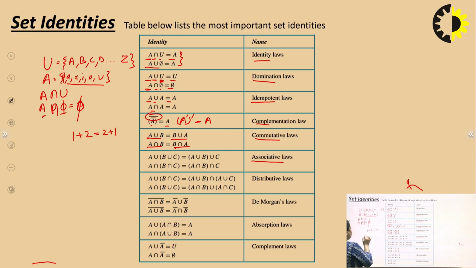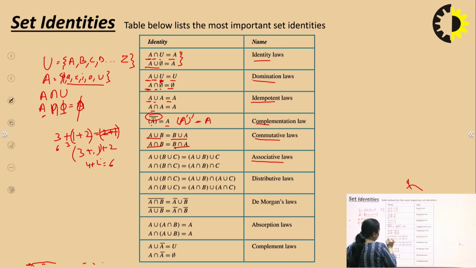Next one is the associative law. It is the same as if I say 1 plus 2 plus 3, I can write it either like this or like this. We get the same answer. 1 plus 2 is 3, 3 plus 3 is 6; 3 plus 1 is 4, 4 plus 2 is 6. We get the same answer. So it is like this: A union B union C, and we put braces on B union C. Here A union B, and then we get the same answer. The same holds for intersection.